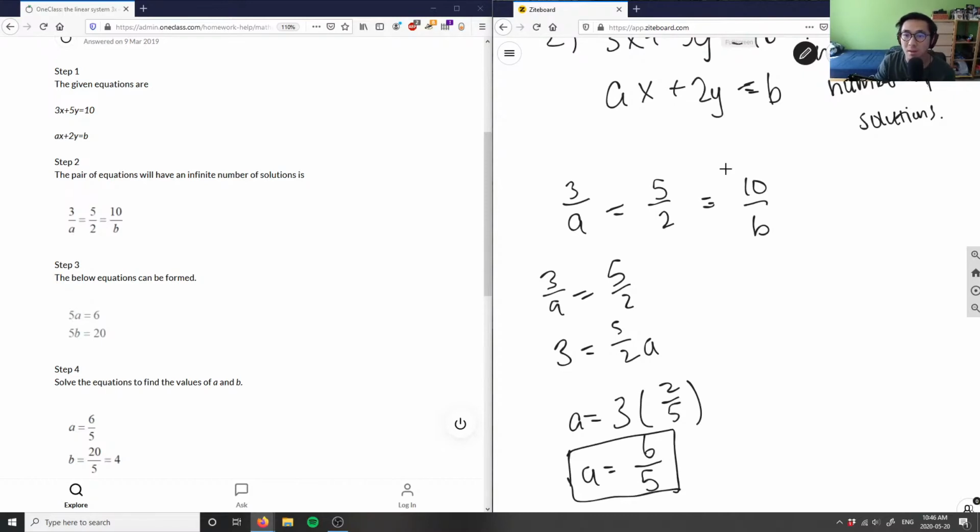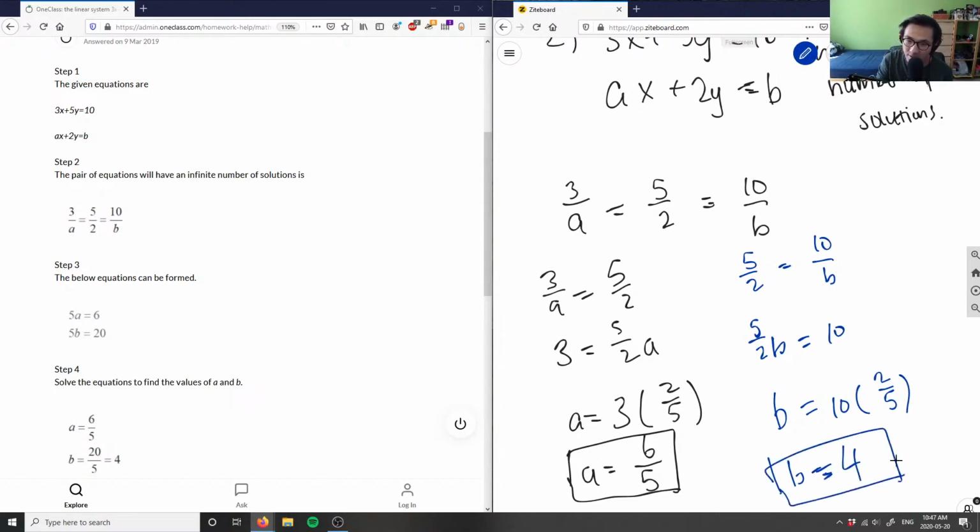That's great. And then what I can also do is use the right side of the equation, right? I can also say that this 5 over 2 is also going to equal 10 over b, and then all I'm going to have to do is isolate for b. So I have 5 over 2, I'm going to multiply by b on both sides, which equals 10. And then I can isolate for b. So b here is going to equal 10 times the reciprocal of 5 over 2, which is simply 2 over 5. So b is going to equal 10 times 2, which is 20, divided by 5, which is simply 4.